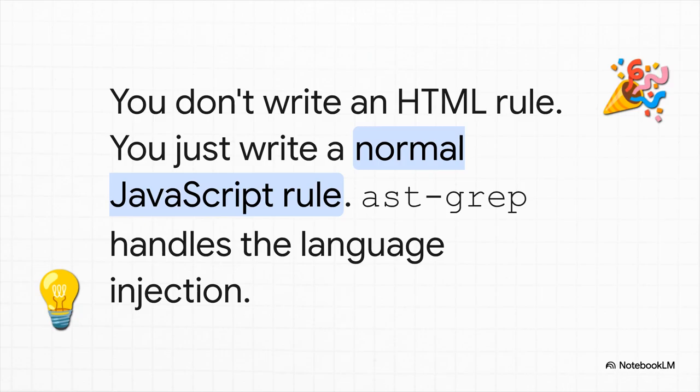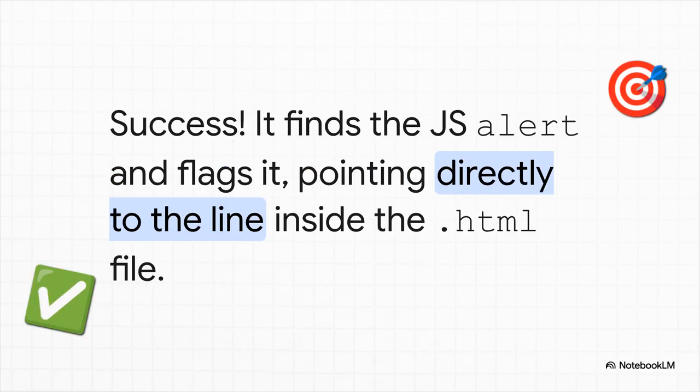And here is the magic. You don't write some complex HTML parsing rule. You just write a JavaScript rule, exactly like you normally would, using the pattern alert($MSG). You simply tell ast-grep that you're looking for JavaScript, and it does all the heavy lifting to find it inside the other file. And boom, there it is. It correctly finds the JavaScript alert call and flags it, pointing you directly to the right line and column inside the .html file. This feature, it's called language injection, is an absolute game changer for working with modern frameworks.